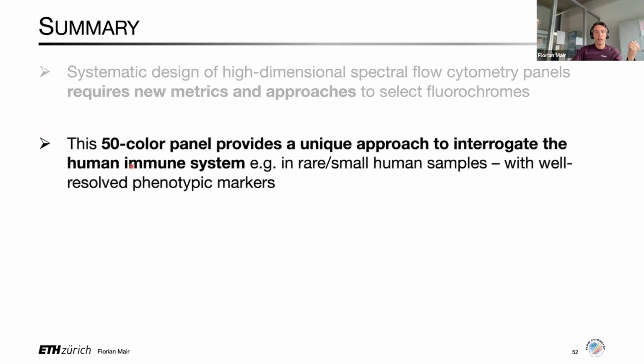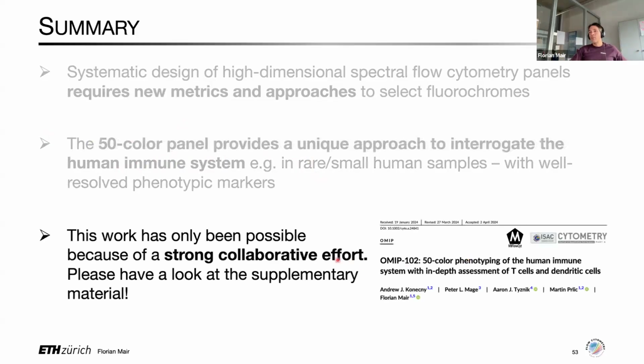We believe that the 50 color panel provides a nice and unique approach to interrogate the human immune system in rare human samples with still very well-resolved phenotypic markers. And I also want to emphasize again that this has only been possible because of a strong collaborative effort. The paper is out now, it's OMIP 102, and we really tried to put all information of what we found is useful and what we learned into the supplement.